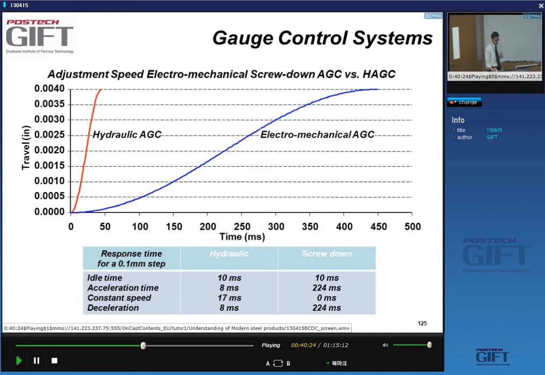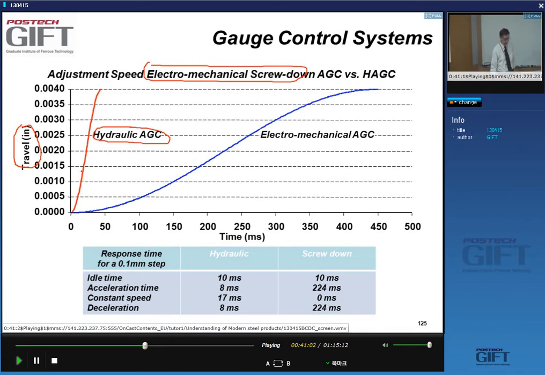All right, so what do we have to do to change the force on the rolls? We need to do this with systems that will adjust this force, and we have two systems: electromechanical screw down systems and hydraulic gauge control systems. And you see here the response time for a certain displacement of these actuators. The hydraulic systems go very quickly, and the electromechanical ones are much, much slower. So nowadays, most modern mills have hydraulic automatic gauge control systems because they have much faster response time.